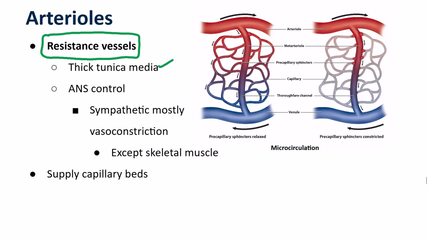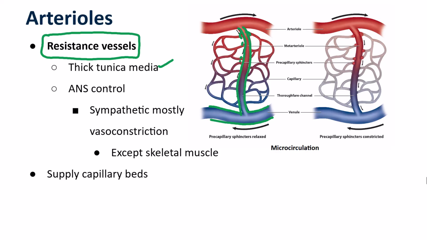These arterioles are significant in that they're going to lead into capillary beds. So you have arterioles feeding into things called metarterioles, and these pass through to venules. Now, what's interesting is that the metarterioles will have tiny little smooth muscle sphincters around the entrances to capillaries. We call them precapillary sphincters.